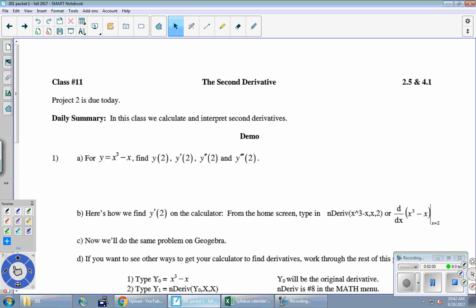Okay, so here we go. In this class, we calculate and interpret second derivatives. For y equals x cubed minus x, let's find all of these things: y of 2, y prime of 2, y double prime of 2, and y triple prime of 2.